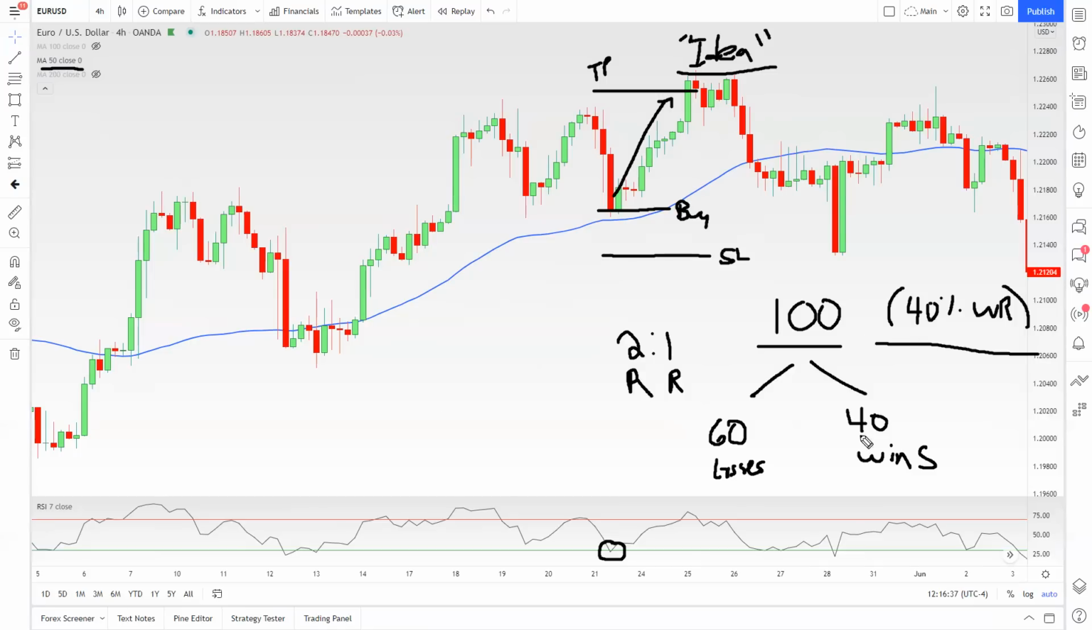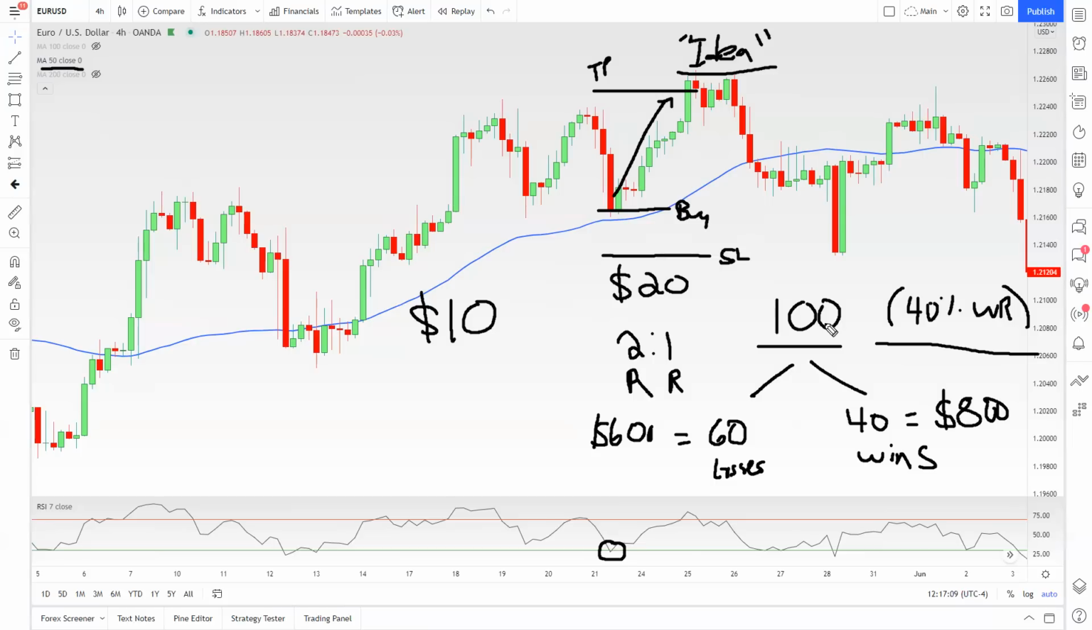But anyways, with this idea of a 40% win rate, we can see that if you did this, let's say you took 40 wins, and let's say we're risking $10 on each trade. At the end of these 100 trades, this would equate to $600 down in losses, right? So 60 times 10. And then 40 wins at 2 to 1, meaning on each winning trade we make $20, would equal $800.